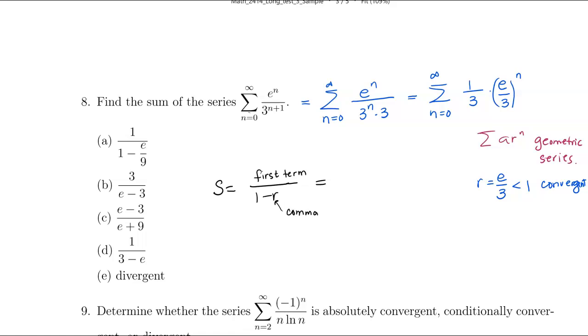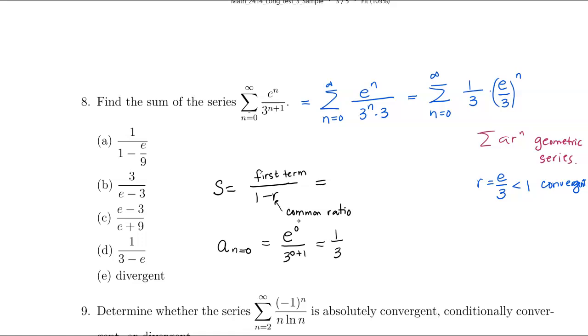Common ratio. Okay, so again, the first term, a over 1 minus r. That is the formula for the sum, where r is the common ratio. So to get the first term, you will just have to evaluate your expression when n is equal to 0. So this is e to the 0 all over 3 to the 0 plus 1. So that means this is 1/3.